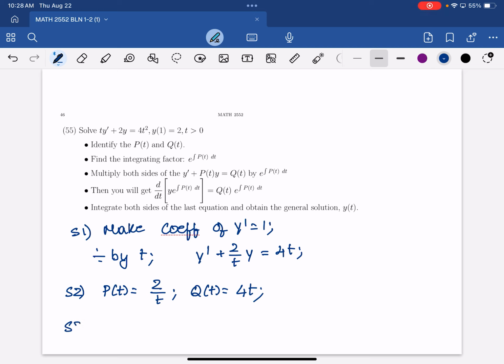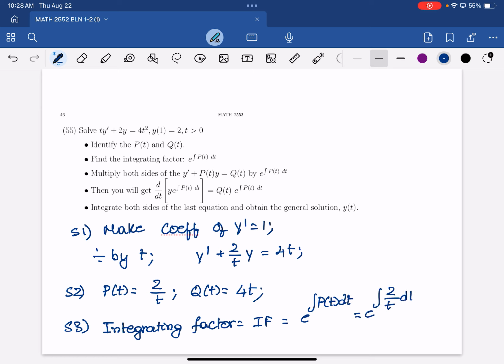Step 3 is to find the integrating factor, which I would represent by IF, which is nothing but e to the integral of p of t dt. So that's going to be e to the integral of 2 over t dt, so that's e to the 2 times natural log of t, which is going to be t squared. That's step 3. This is what you will see on the quiz, on the test, on the final. Okay, that's step number 3.